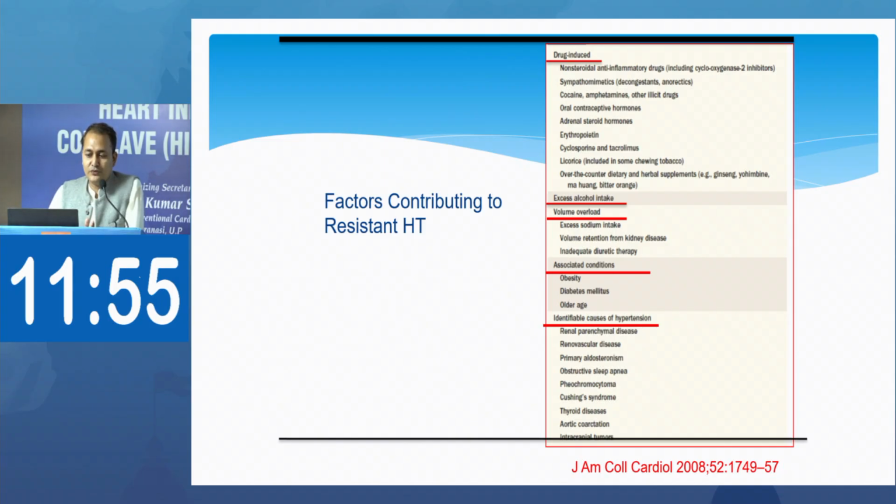If you talk of contributing factors, we have drugs like the steroidal group of drugs and non-steroidal drugs. We have patients who are on erythropoietin, patients who are taking oral contraceptives. These are confounding medications which might be reducing the effect of antihypertensive therapy. Then patients who are taking excessive alcohol, volume overload conditions, and other conditions like obesity, diabetes, and very old age. And then we have identifiable causes, which we will go into in detail in coming slides.